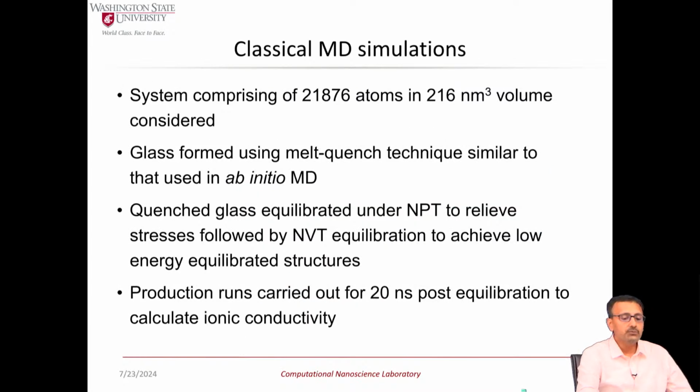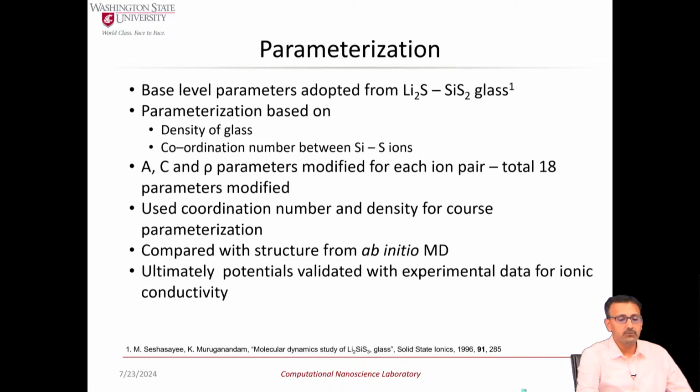The question is, what is your benchmark property that you're comparing with? In this particular case, we compared with the density of the glass. So we used parameters to get good agreement for the density of the glass and the coordination number between silicon and sulfur. The parameterization process is basically determining parameters to agree with certain measured properties. In this case, these were the ones that we compared against, but it does not have to be.